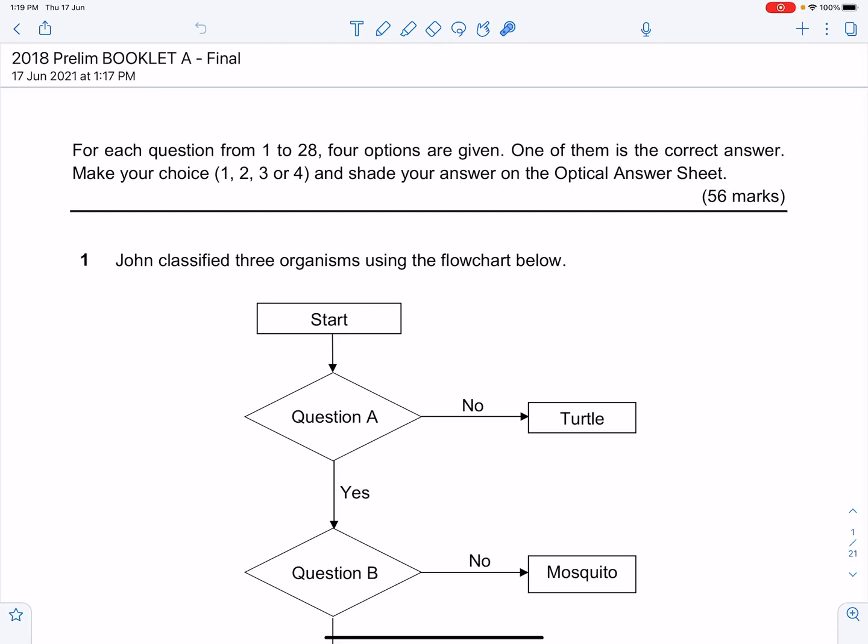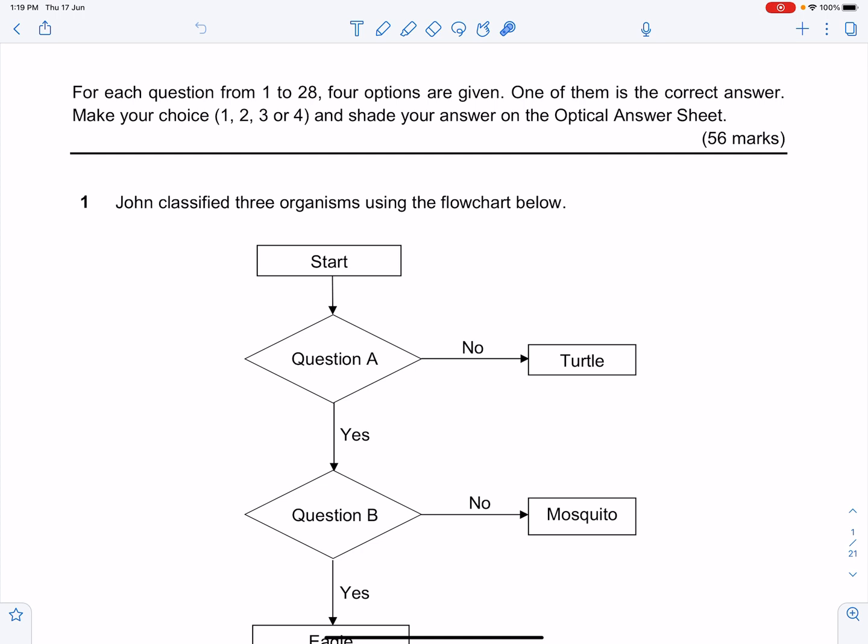Today we'll be looking at the 2018 prelim booklet A. So without further ado, let's jump right in. Before you attempt any questions, it's always good to identify the topic that the question is from, as well as the concept from the topic that you've identified.